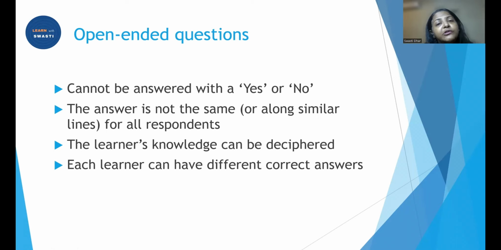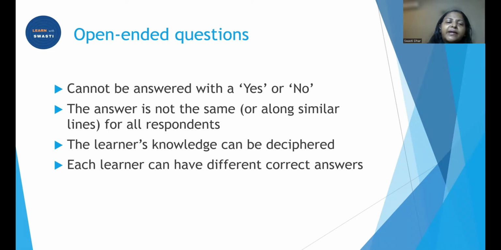For example, if I say, what is your name? You will only give your name as an answer. So it doesn't involve you thinking. It doesn't involve your views. That will not be an open-ended question. Okay. So the answer cannot be the same.